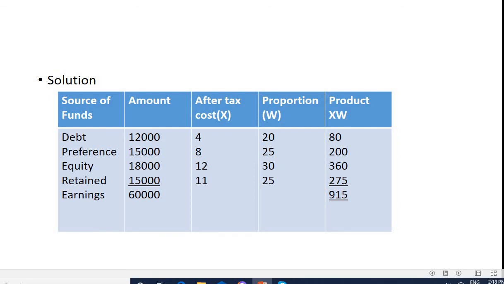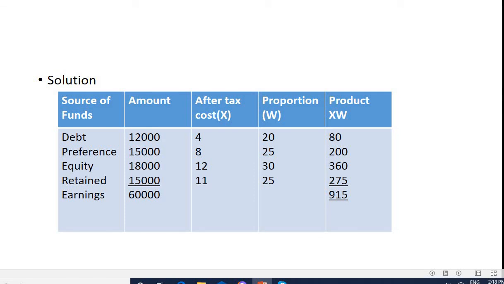Proportion is, we need to calculate the weight. How to calculate the weight? 12,000 divided by 60,000 into 100, that is 20. 15,000 divided by 60,000 into 100, that is 25. 18,000 divided by 60,000 into 100 is 30. 15,000 divided by 60,000 is 25.